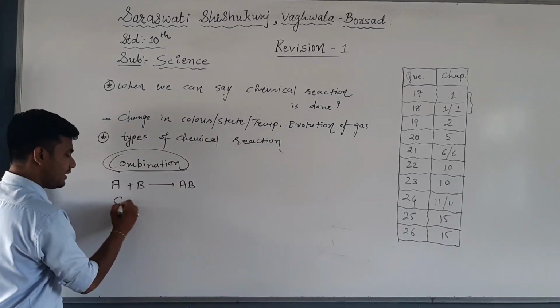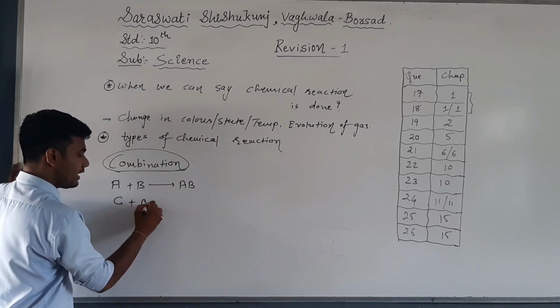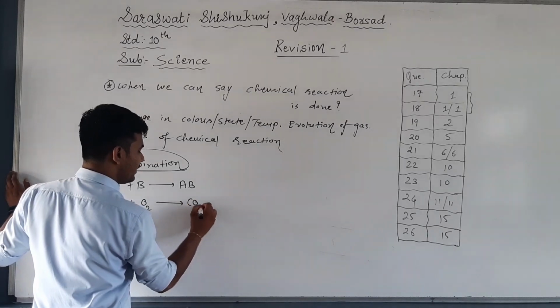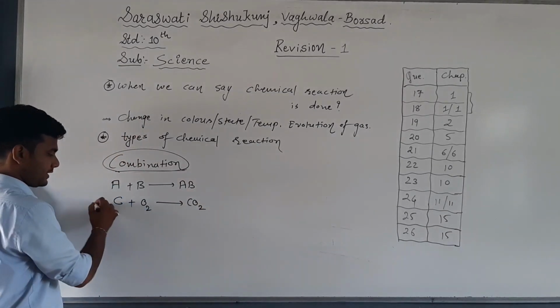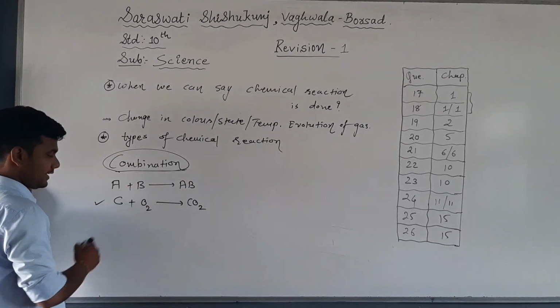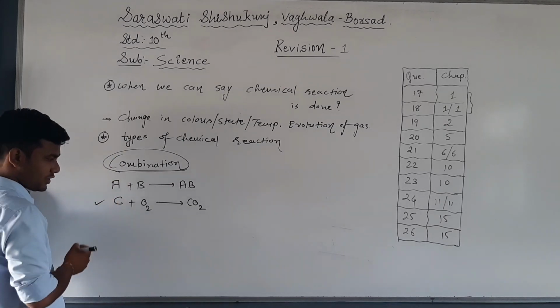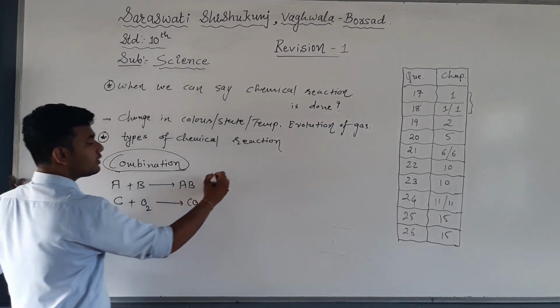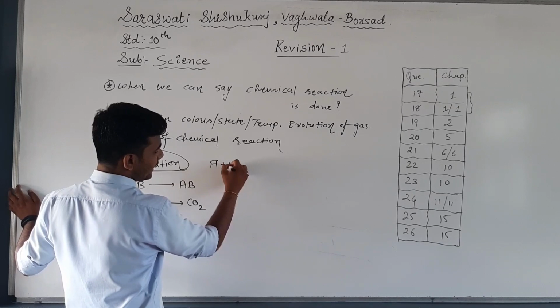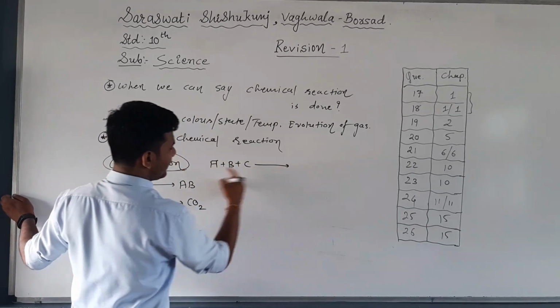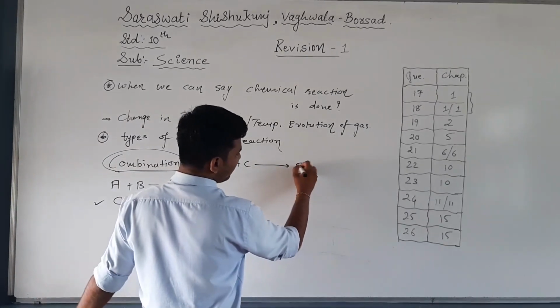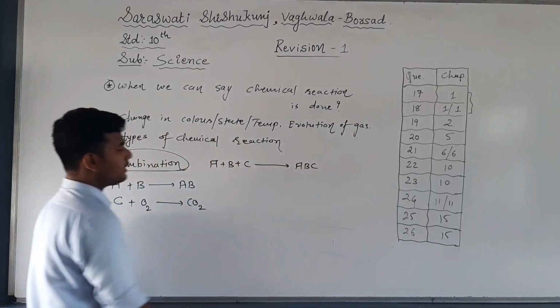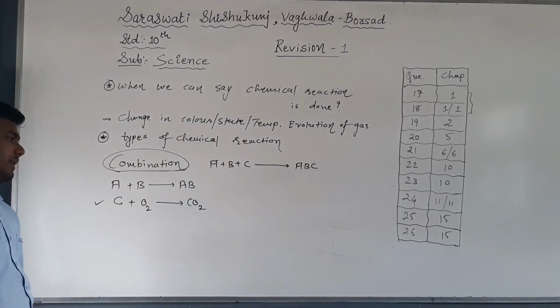We can also understand it with this example: carbon plus oxygen will give us carbon dioxide, meaning burning of carbon, right? So that is our combination reaction. When more than one reactant, like suppose we have reactants A, B and C, react with each other to give a single product, that will be our combination reaction.